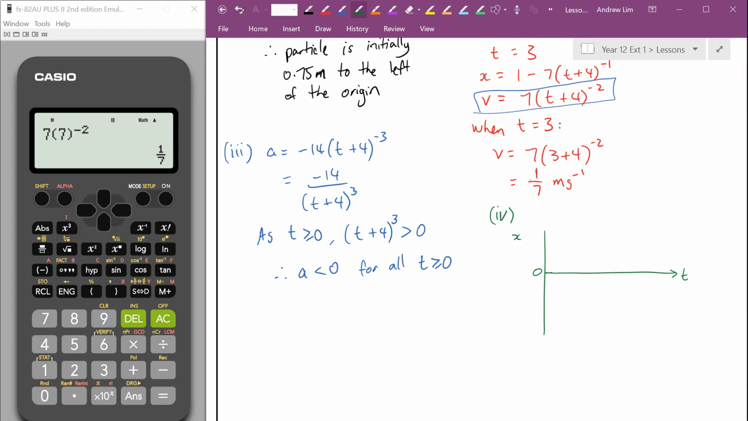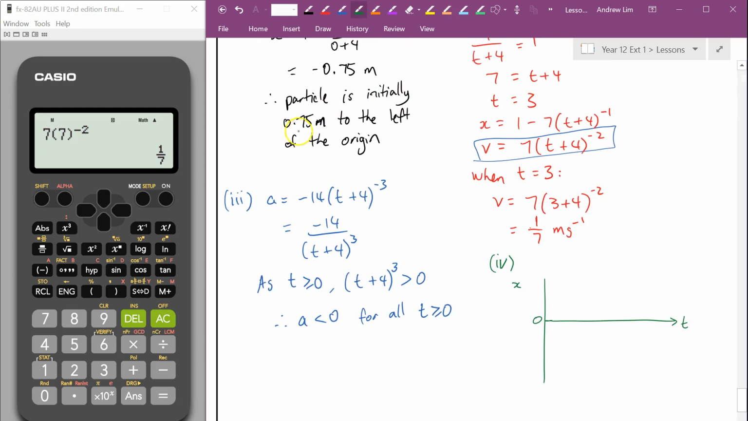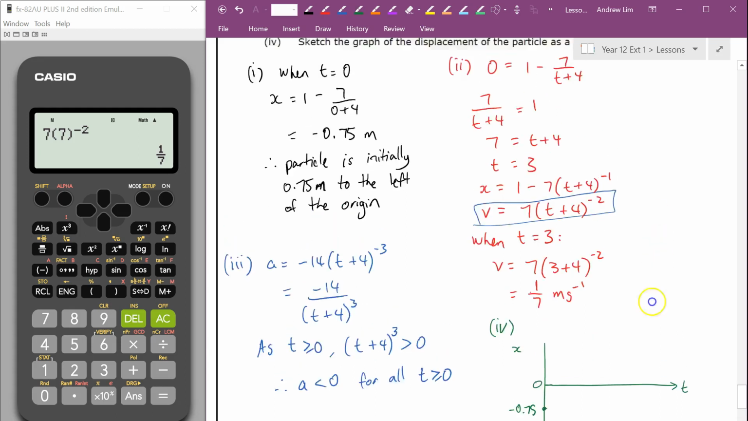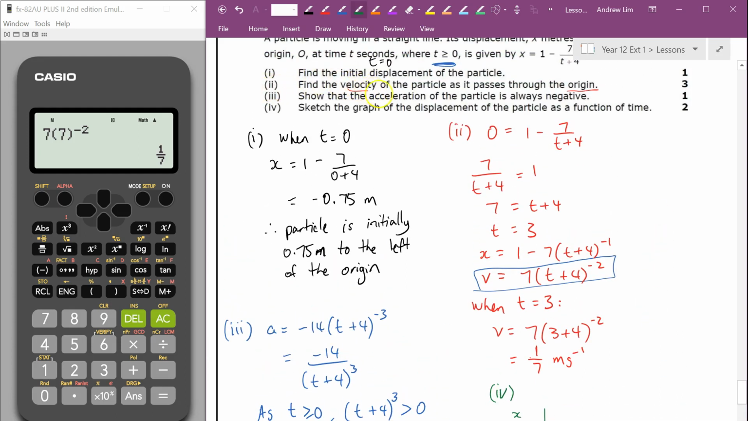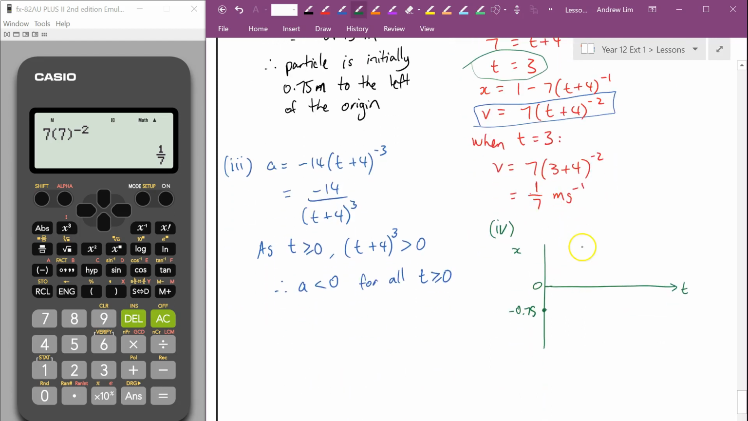Now, initially, we've already worked out that the particle is 0.75 meters to the left of the origin. We said displacement is negative 0.75. So I might write that in here, negative 0.75. That's when t is equal to 0. Well, when is it at the origin? Part 2 says find the velocity of the particle as it passes through the origin. And we worked out that it's at the origin when t is equal to 3. So at 3 seconds, it's going through the origin.